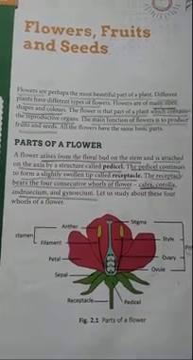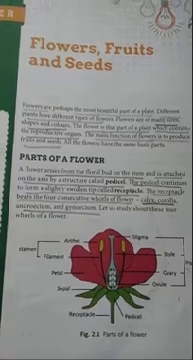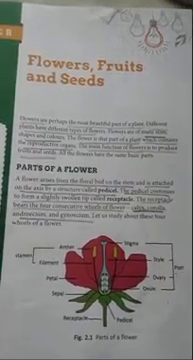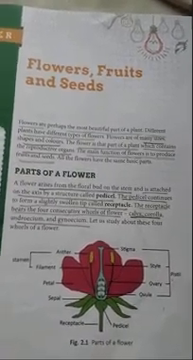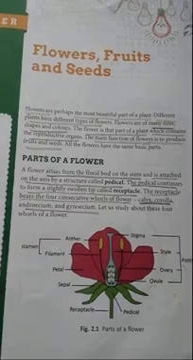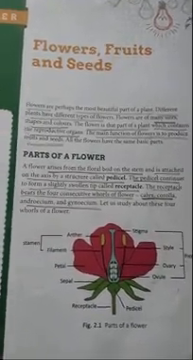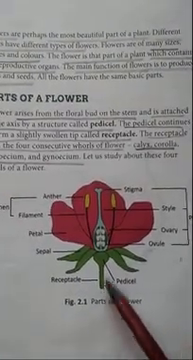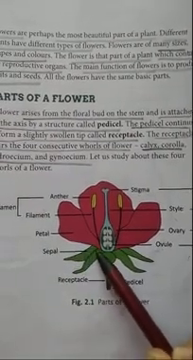So basically the flower is studied by its division into 4 consecutive whorls. Consecutive means one occurring just after another. The 4 whorls of the flower are calyx, corolla, androecium and gynoecium. Here in figure 2.1 you might be able to see this is the receptacle, this is the pedicel, and these are the sepals. This is the first whorl of the flower.